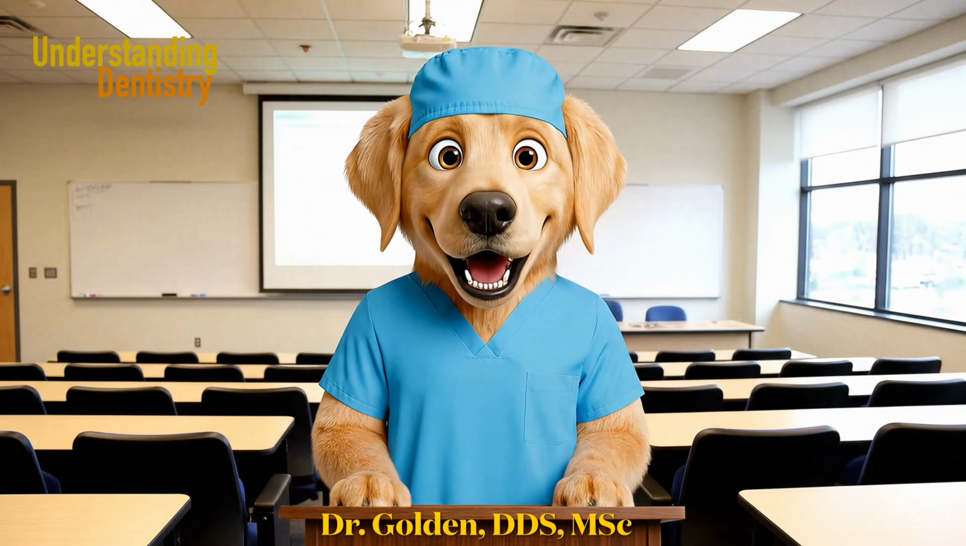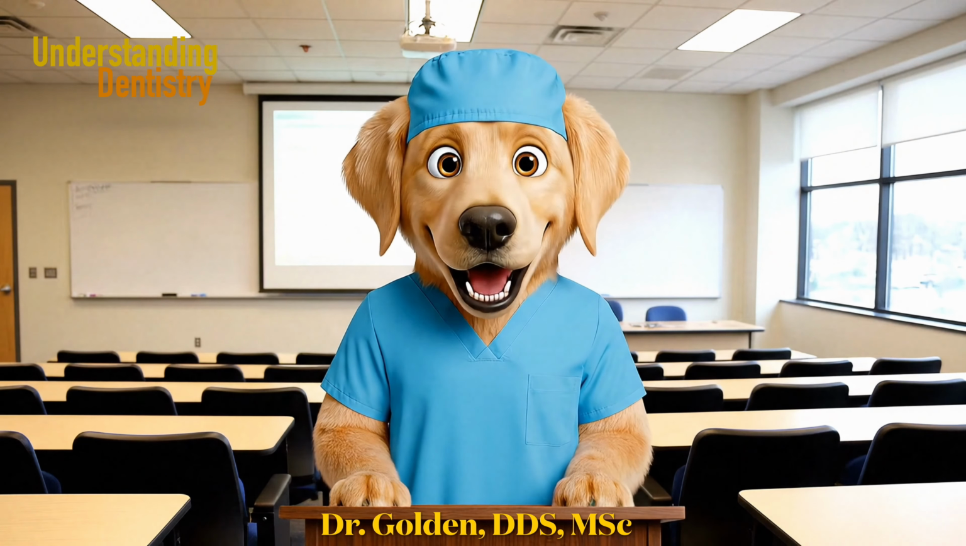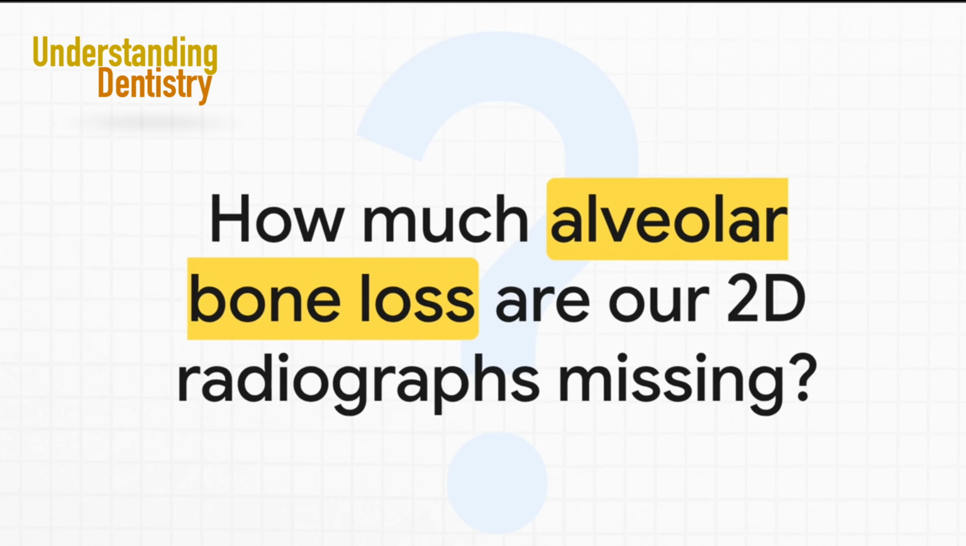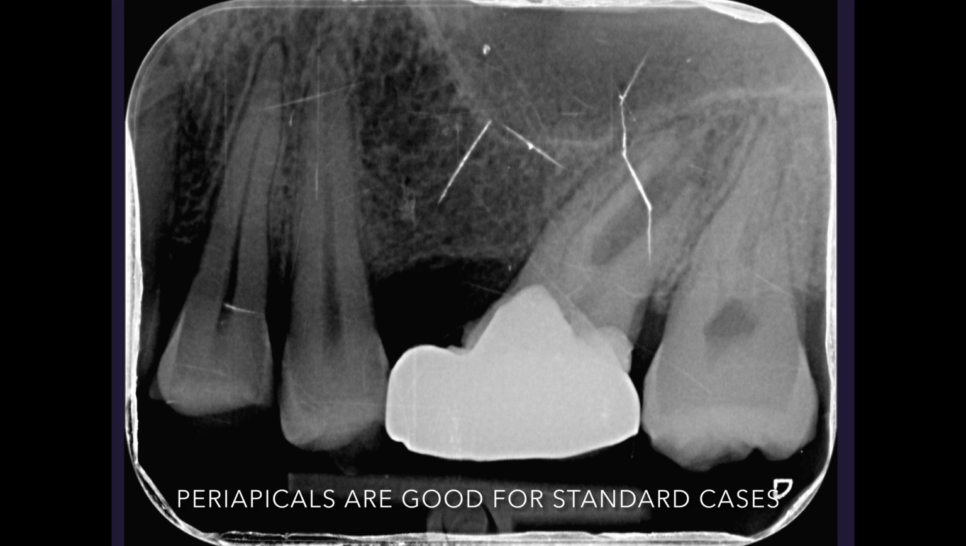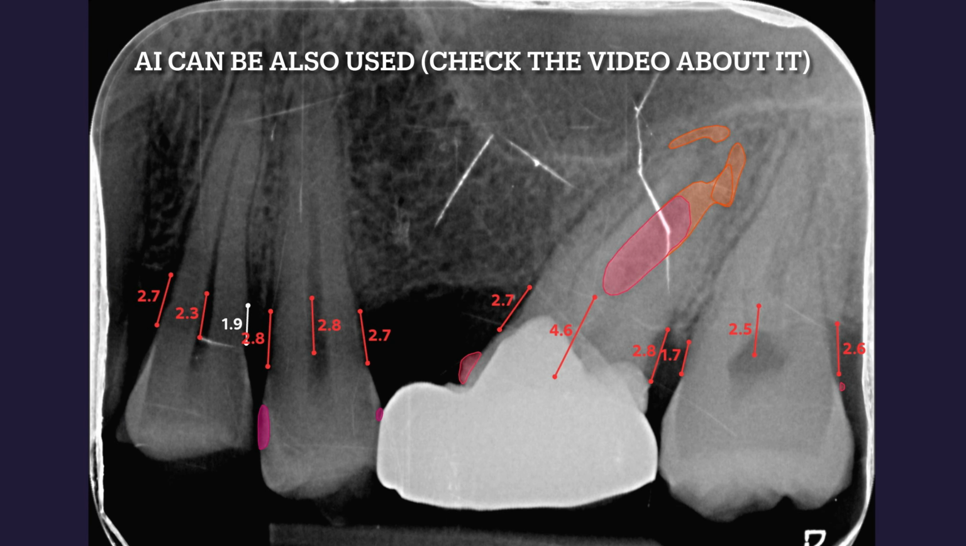So let's just kick things off with a really critical question we all have to ask ourselves. What are our 2D radiographs hiding from us? I mean, how much alveolar bone loss are we actually missing? And what kind of impact does that have on the treatment plans we create?